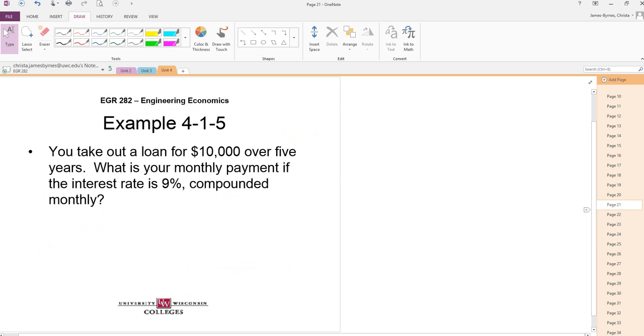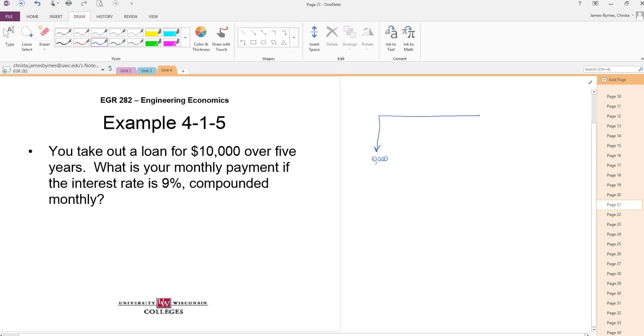I'm buying a $100,000 house. I'm buying a $250,000 unit. I'm buying a widget press. What are my payments going to be? So in this example here, we take out a loan over 5 years. Okay, so we're going to go like this. And it's going to be $10,000.